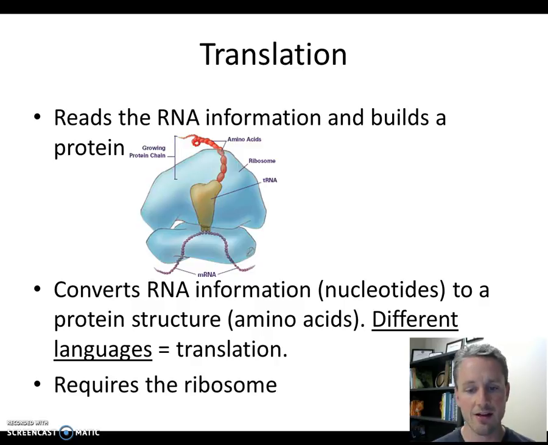So again, the last detail here, this process requires the ribosome, which is a large enzyme complex which makes translation happen. Okay, so that's an overview of all the processes.